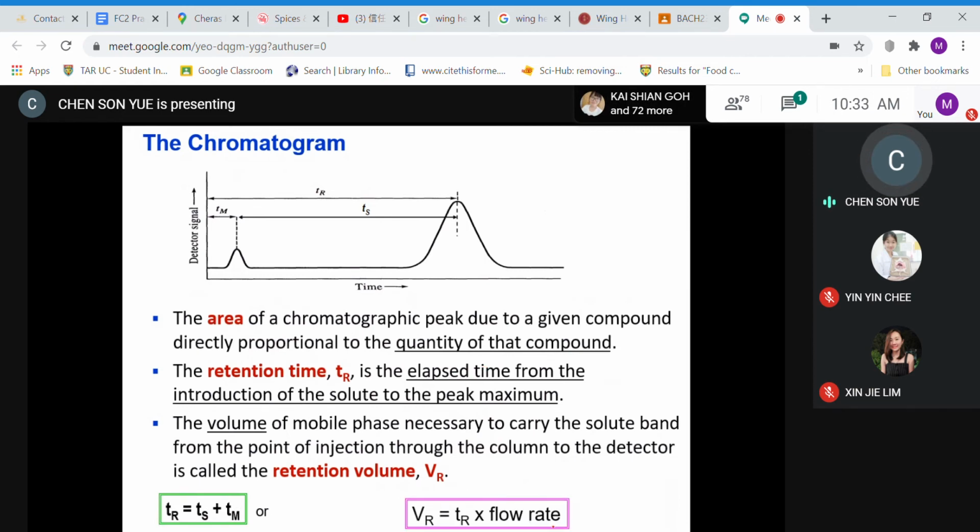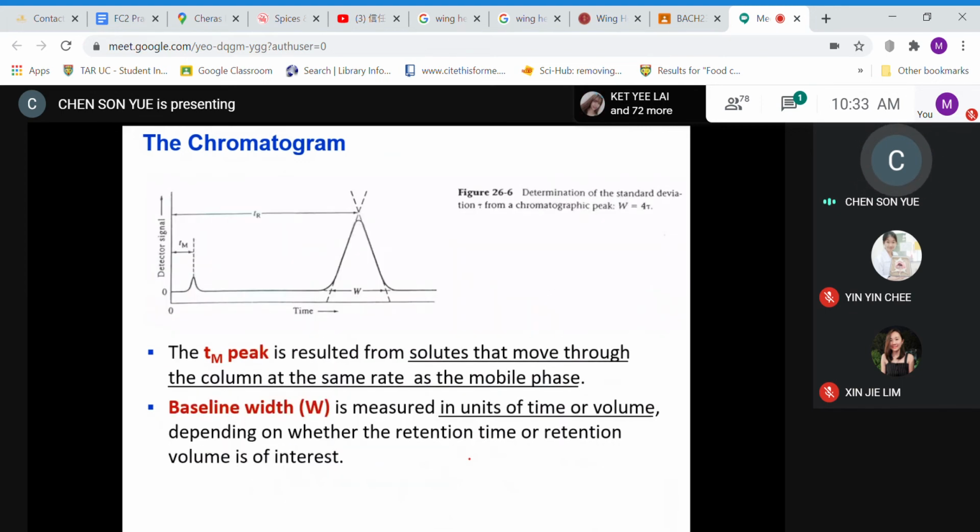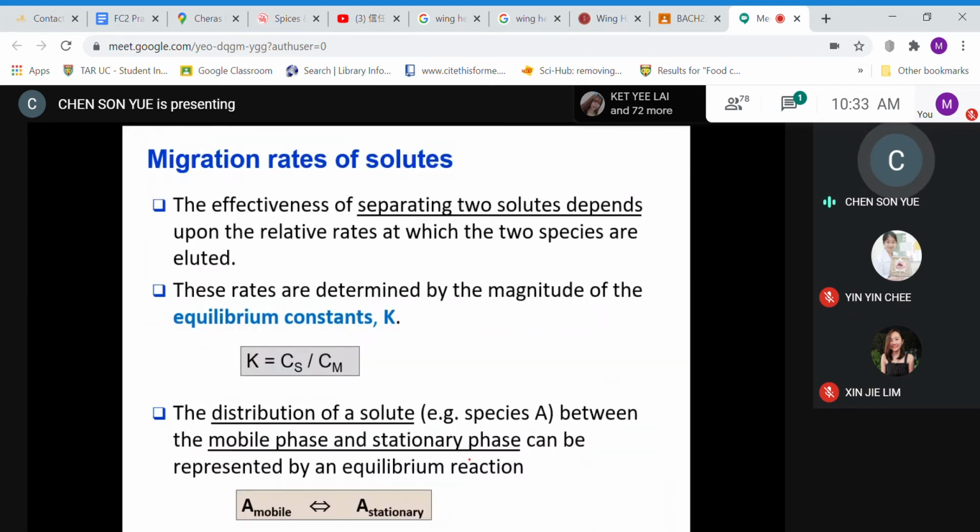And all this flow rate was already discussed in the tutorial. You can check back your tutorial. What is flow rate equal to what? And now, all this I already taught you. Now we move into some new terms or formulas of chromatography.